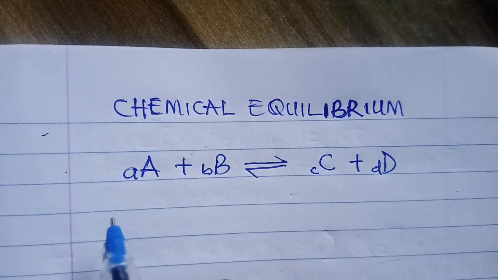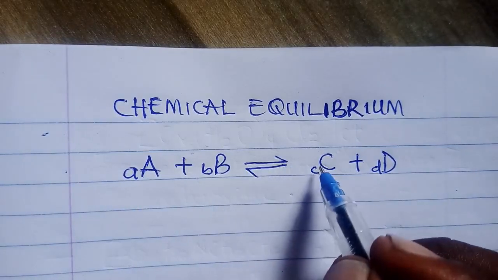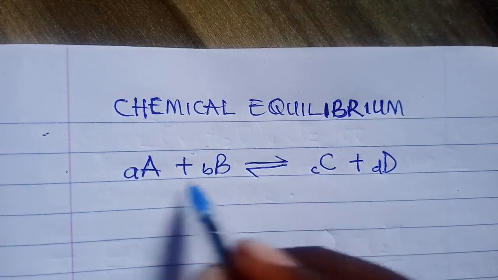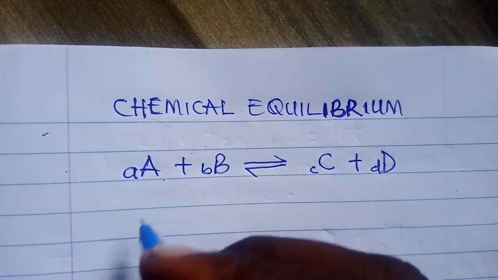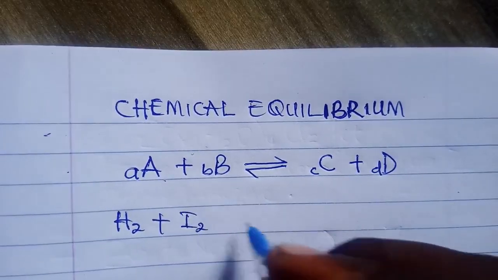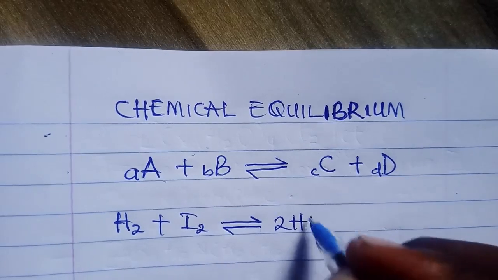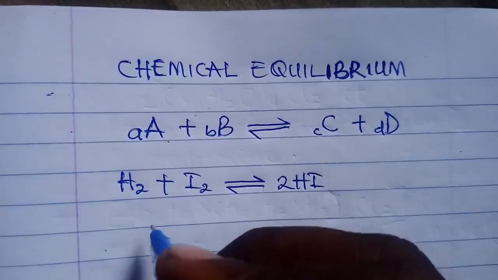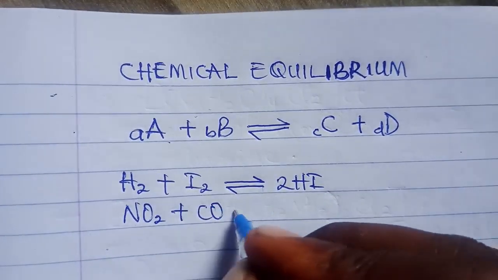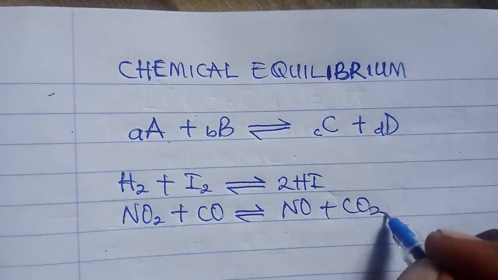That is why equilibrium can be said to be reached in a system when the rate of conversion of reactants into products equals that of the conversion of the products back into the reactants. For example, if we have hydrogen reacting with iodine and they are in equilibrium, then it will produce hydrogen iodide. Another example is NO2 reacting with CO, being in equilibrium to produce NO plus CO2.